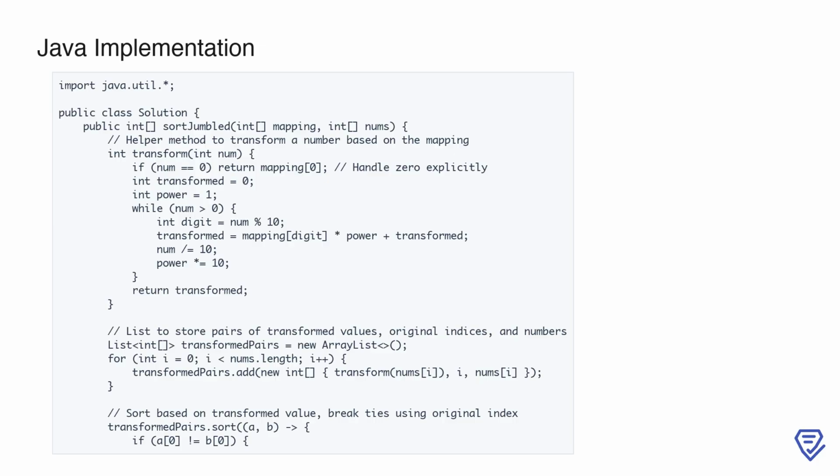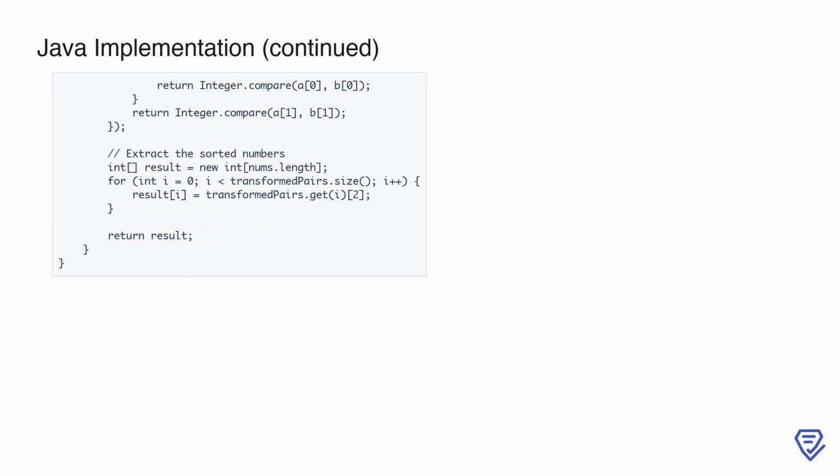when necessary. Now that we have the transformedPairs list, the next step is to sort it. To do this, we use the sort method with a custom comparator. If the transformed values of two pairs are different, we sort them based on the transformed values in ascending order. However, if the transformed values are the same, we break the tie by comparing their original indices, ensuring that the relative order of numbers with the same transformed value remains consistent with their initial positions.